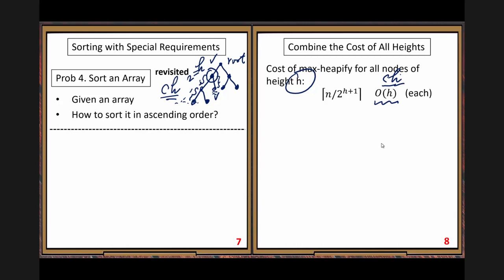Okay. All right. Then, how many nodes in the heap have height h? Remember the formula. The floor of n over 2 to the h, minus the floor of n over 2 to the h plus 1. This is from the formula we derived last time. This formula is exact. Precise, exact, no approximation.